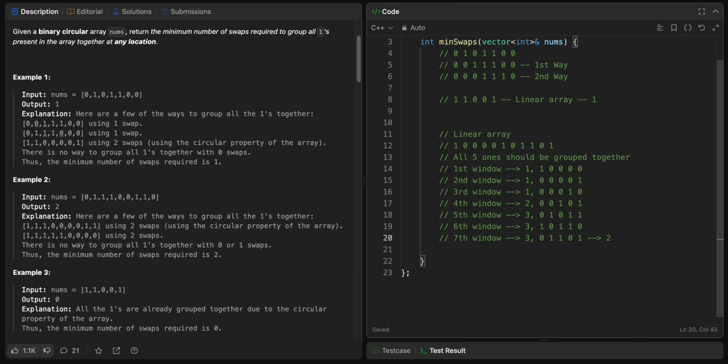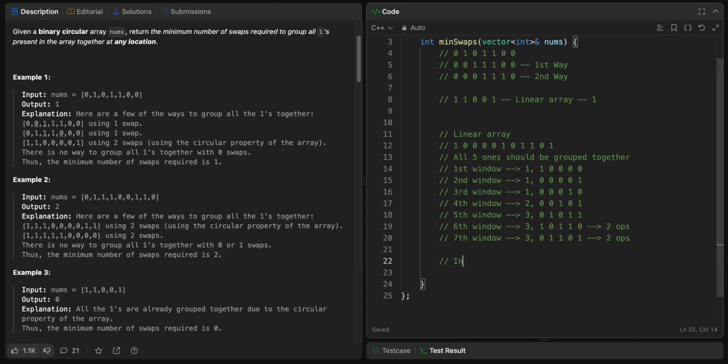So two ones will be outside of it because our window size is the total number of ones. Already three of them are present over here, so we need to perform two operations over here. Same way, two operations over here. So you got my approach if it's a linear array, right? First we will count, and we'll keep a window having the total number of ones.